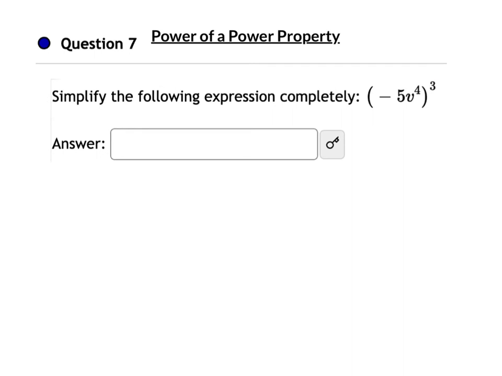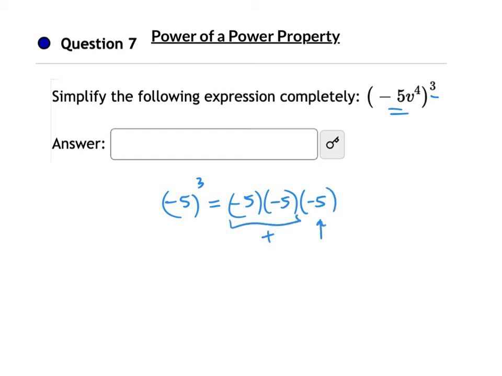Question 7. Negative 5 cubed is negative 5 to the 3rd power, which means you're going to have 3 negatives. A pair makes a positive, and there's going to be 1 left over, so it's going to be negative. And 5 times 5 times 5 is 125, and a power on a power, we multiply our powers. This is v to the 12th.